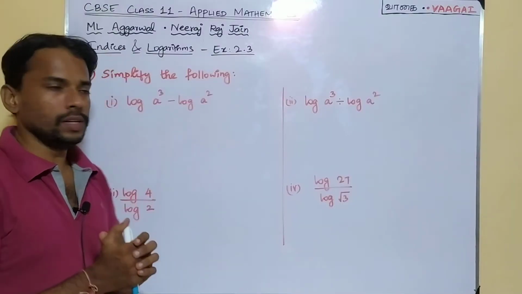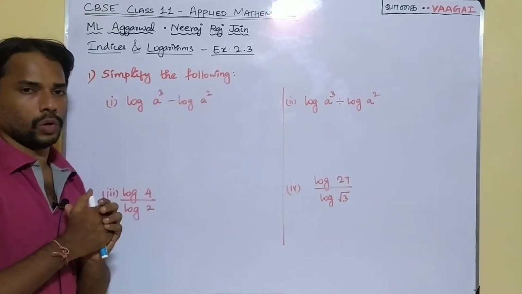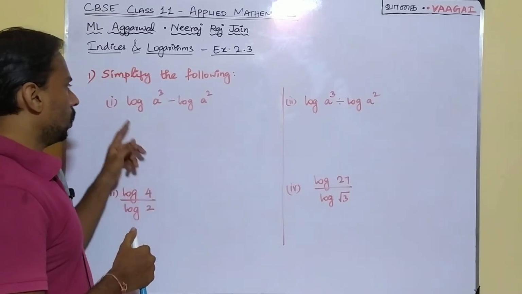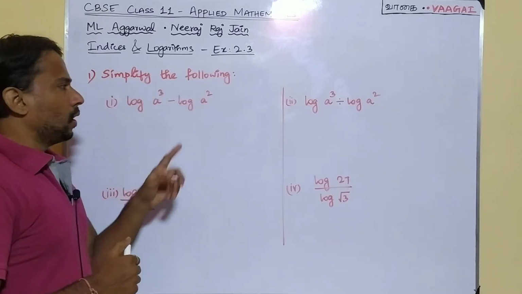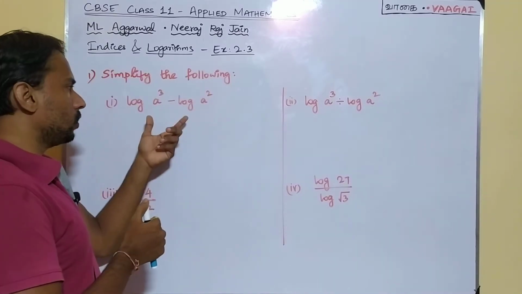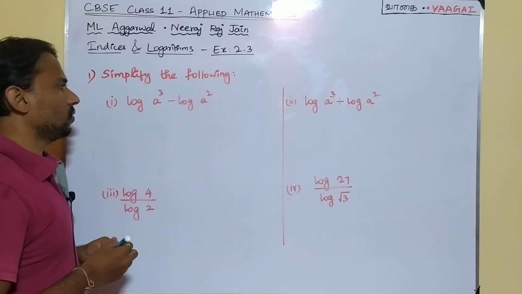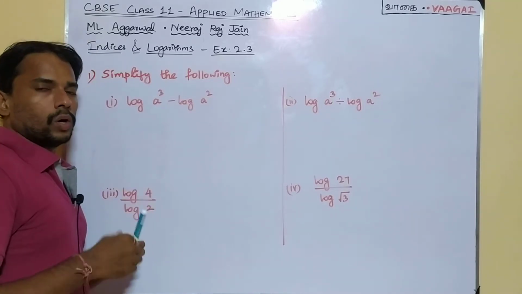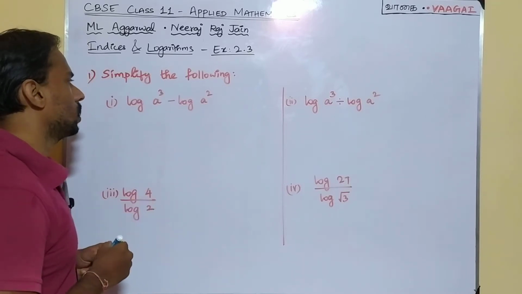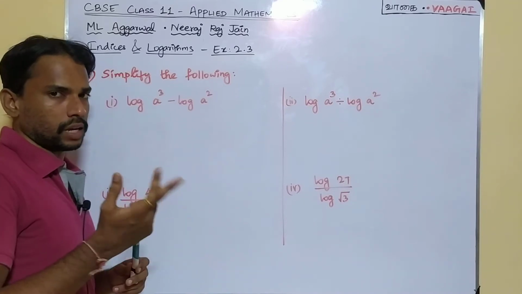Starting from the first question, here we got 4 subdivisions. Here we need to simplify the given expressions. The first subdivision here is log a power 3 minus log a power 2. So this is the first question. Here we need to simplify this logarithmic expression. First of all, let us see what rules we can use in order to simplify this expression. We can first try to use the quotient rule, I mean the second rule, is it or not?